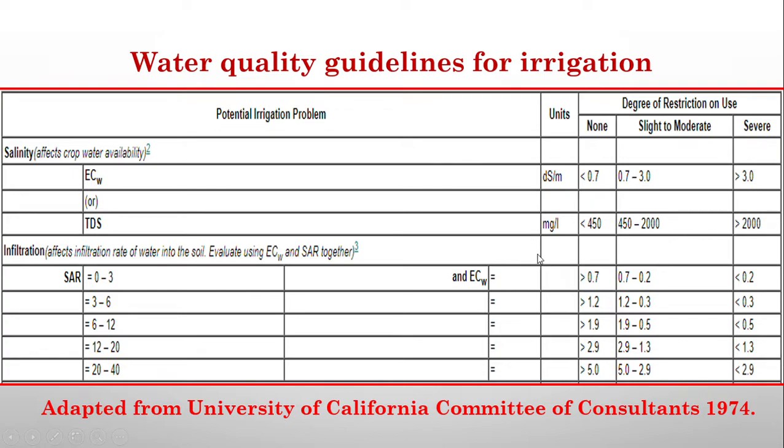And the second thing is EC and SAR, that is the sodicity. It will affect the infiltration. When the sodium content is higher, it will affect the infiltration capacity of the soil or infiltration rate of water into the soil. Infiltration is actually necessary because the plant can absorb only the infiltrated water. It cannot absorb water from the surface of the soil. So infiltration is a very necessary parameter before irrigation.